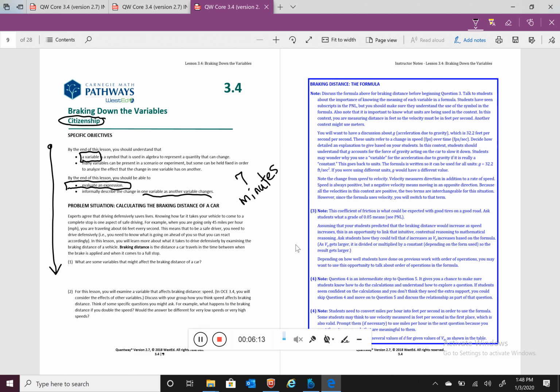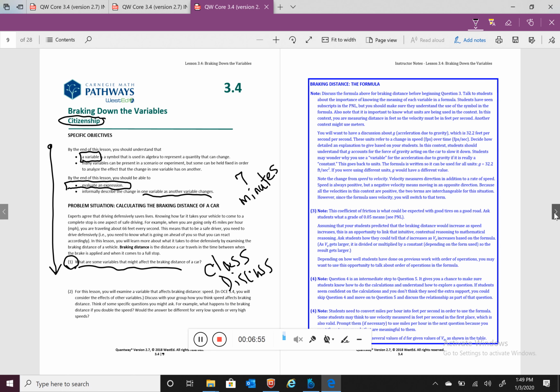So once the problem situation is read, and we're launching question number 1, we want to again note that this is a class discussion. And so the class discussion, this often goes very well because most students can understand that there are factors that do affect the braking distance of a car, like the road conditions, like the tire conditions, etc. So this can be a really exciting opportunity for the class to really spin off and talk about different issues.